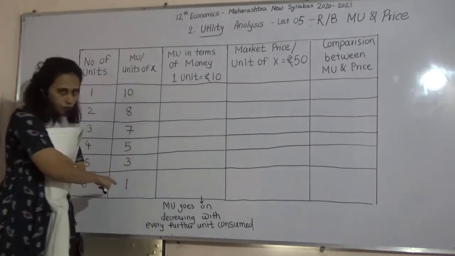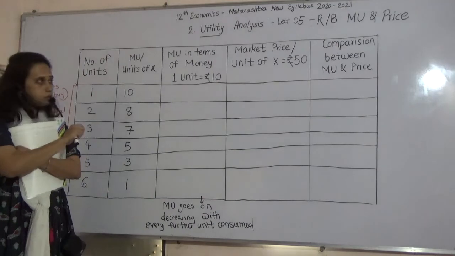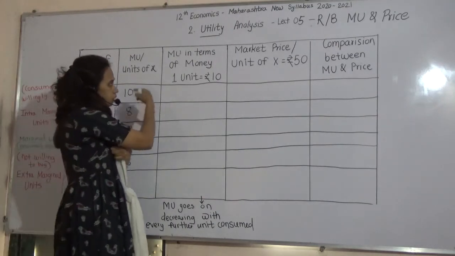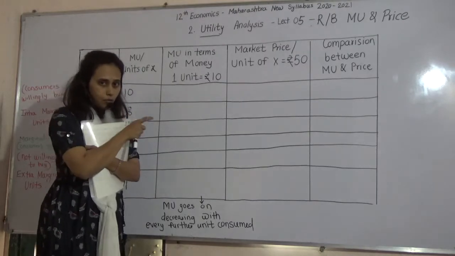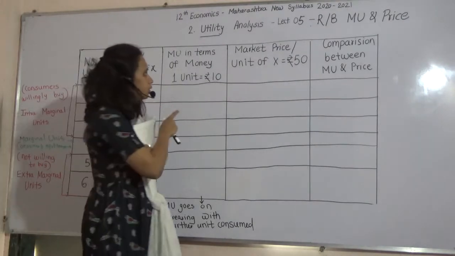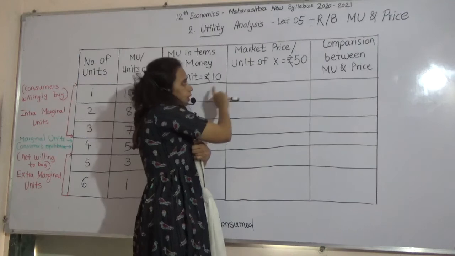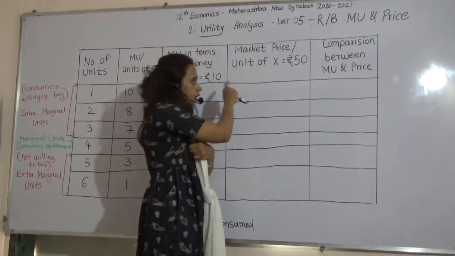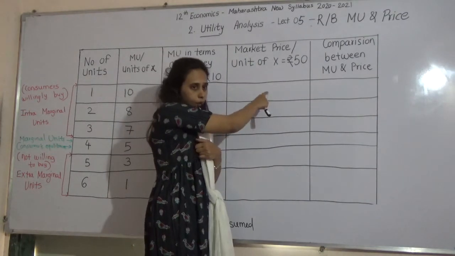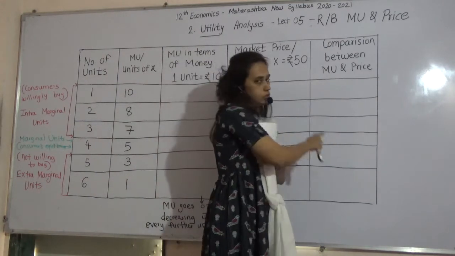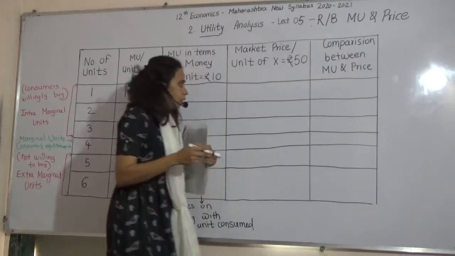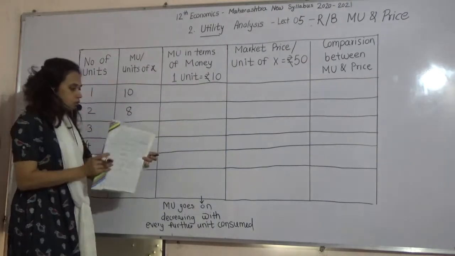Here they have given it in units form. When those units get converted into money, that will be helpful for us to take the decision. Then market price, we can compare that MU in price with the market price, and then that will be helpful to take the decision. Now we will do the calculation part.